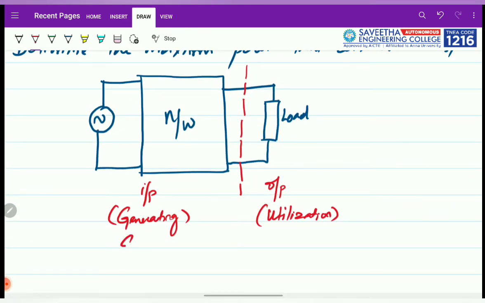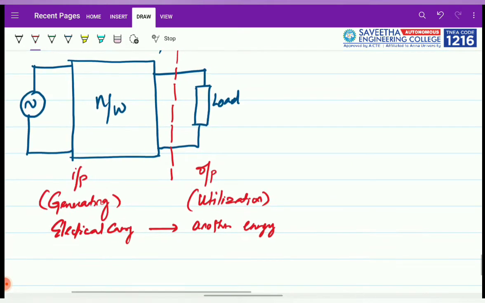Here the electrical energy is converted to another energy, depending upon the type of load. If it is a fan, it could be mechanical energy. If it is a light, it would be light energy. So electrical energy is being converted to some other form. Whenever there is an energy transfer, there will be some losses. That is the law of energy conservation.